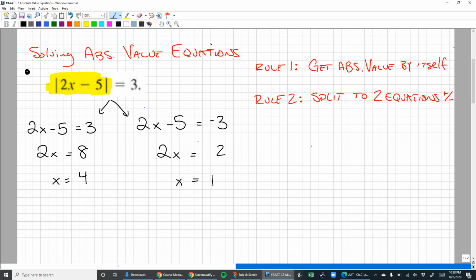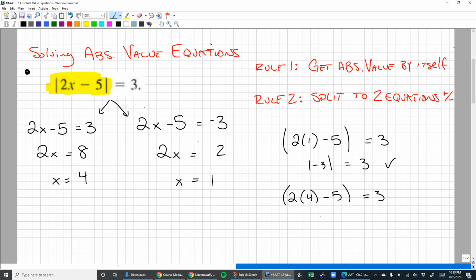To double check to make sure that this doesn't create a negative on the other side, we're going to plug it back in and say 2 times 1 minus 5, is the absolute value of that equal to 3? And we get negative 3, so the absolute value is 3. And 2 times 4 minus 5, absolute value of that is equal to 3. And this gives us 8 minus 5, which is a positive 3. And yes, both of these check out. So that means that both of these are totally answers for that problem.